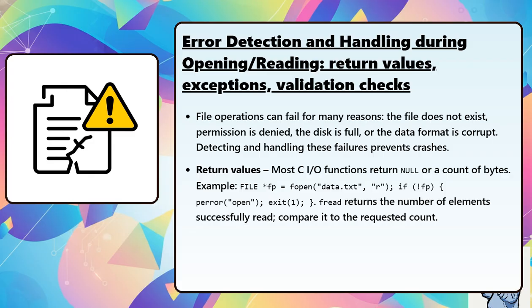Return values: most C I/O functions return null or a count of bytes. Example: file pointer fp equals fopen("data.txt", read mode). If not fp, then call perror("open") and exit(1). fread returns the number of elements successfully read. Compare it to the requested count.